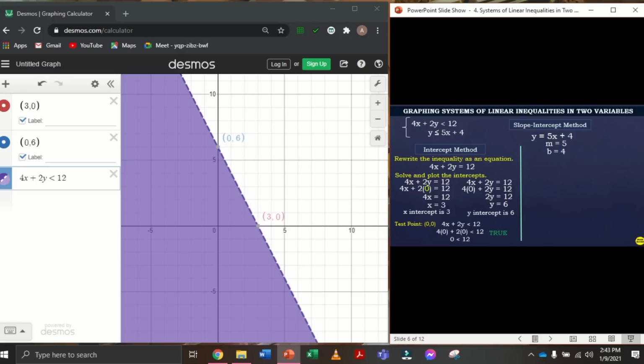So kunin na rin natin yung test point. So we will use 0, 0 as our test point. So, gamitin na natin yung 0, 0. So, you will have y is less than or equal to 5x plus 4, and then substitute natin yung 0, 0 doon. So, 0 is less than or equal to 5 times 0, plus 4. Okay. So, you will have 0 is less than or equal to 4. Is it true that 0 is less than 4? Yes. So, therefore, this is true. So, ibig sabihin, since true ang lumabas, yung test point natin na 0, 0 should be part of the solution.